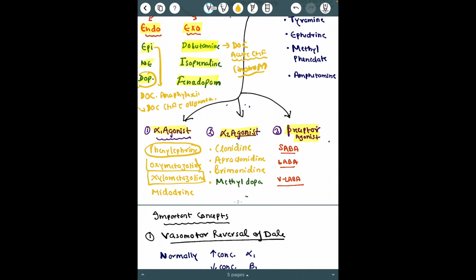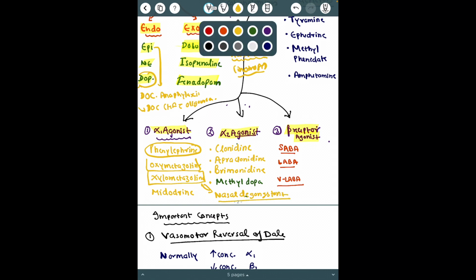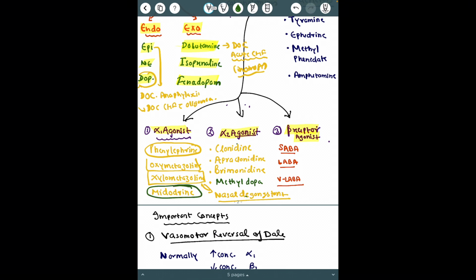These three drugs are very important because they will cause nasal decongestion. As alpha 1 agonists cause vasoconstriction, it decreases the leak out of the secretions and decreases the formation of secretion. So they act as nasal decongestant. It is a very important function, nasal decongestant. Now another drug is midodrine. Midodrine is another drug for alpha 1 agonist.